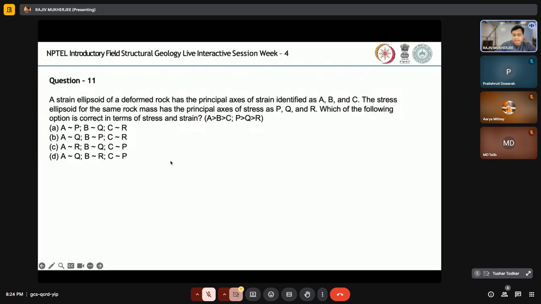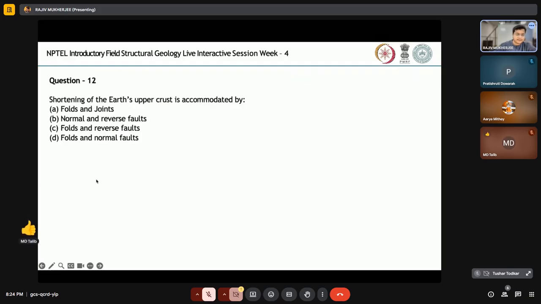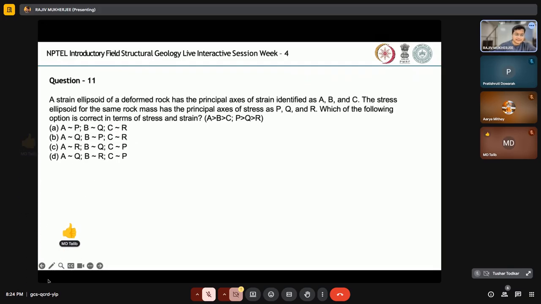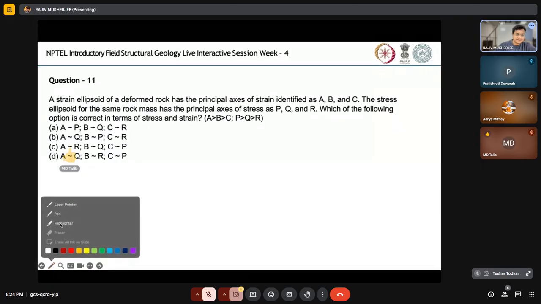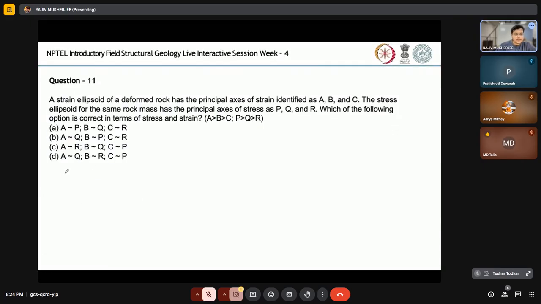So let me write that A is essentially lambda 1, or the elongation axis of the strain ellipsoid, which represents the direction of maximum stretch.